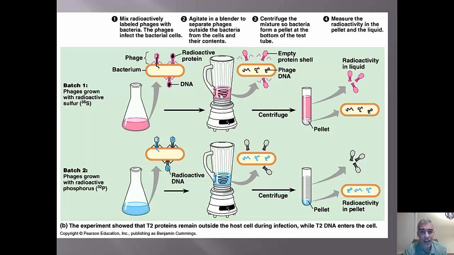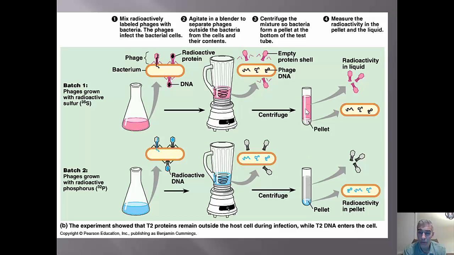So then they mixed the bacteria together with the phages in a blender, and after they gave them time to infect the bacteria, they separated it in a centrifuge, which spins it really quickly and separates it based on density. So the pellet at the bottom was where the bacteria are, and the phage stayed up here. Notice the difference of what happened in batch 1 versus batch 2.